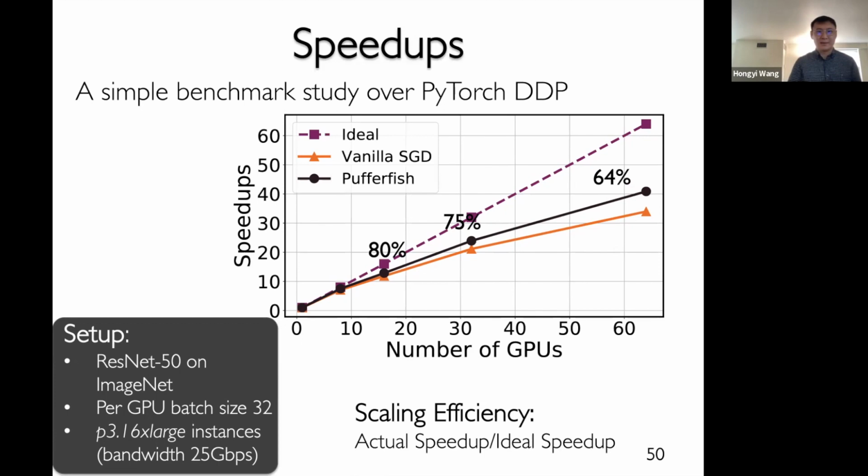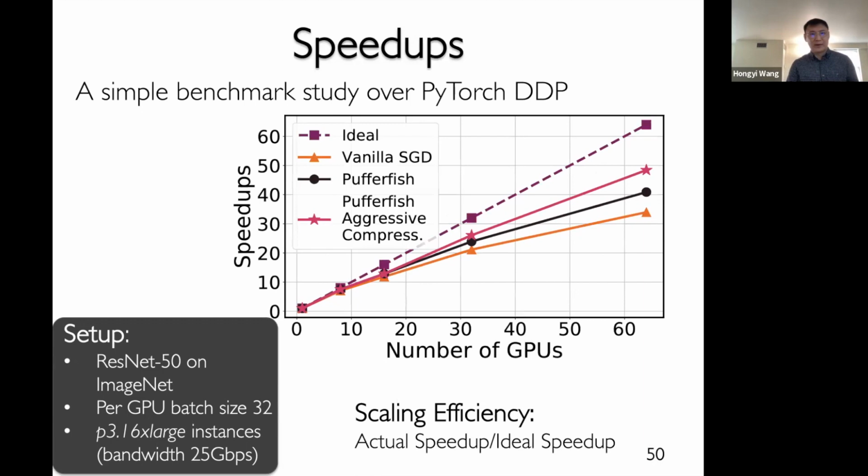What if we can tolerate a bit more accuracy loss? Let's say we can tolerate 1 or 2% of accuracy loss, then we can do even better. We can get very close, in a certain range, to the ideal scalability. So that seems to be very promising.